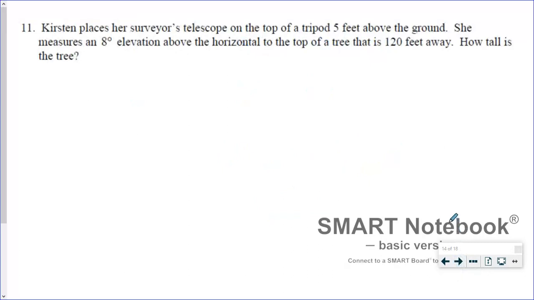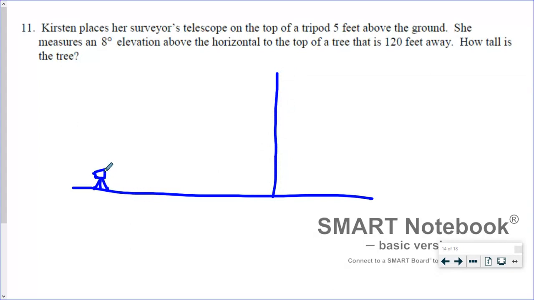All right, number 11. Kirsten places her surveyor's telescope on the top of a tripod 5 feet above the ground. She measures an 8-degree elevation above the horizontal to the top of a tree that is 120 feet away. How tall is the tree? Okay, so we have the ground. We have a tripod with her little measuring device on it. We have a tree. Now the horizontal here, we know that this is 5 feet.